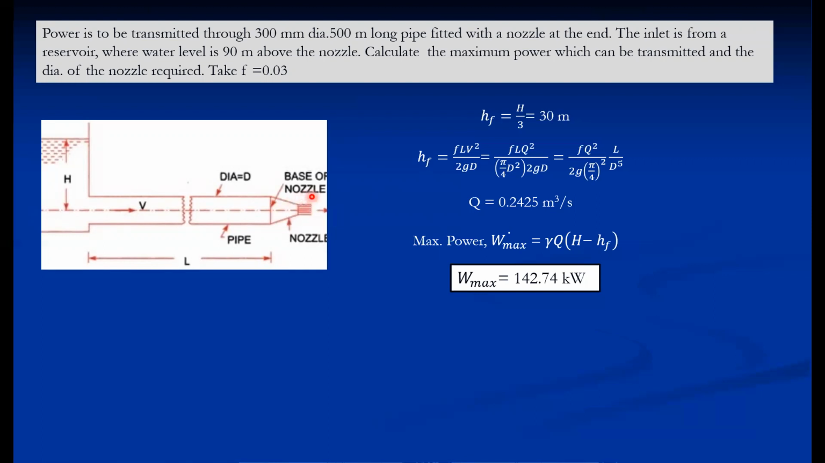So H minus HF is equal to V square by 2g, and that V is Vn, so Vn square by 2g. Once we get Vn, then using continuity, because discharge is the same and known to us, we can calculate area, and consequently diameters. So Q is equal to area into velocity, that is velocity of the nozzle. Now in this case, Q is known to us, and the velocity we have to calculate.